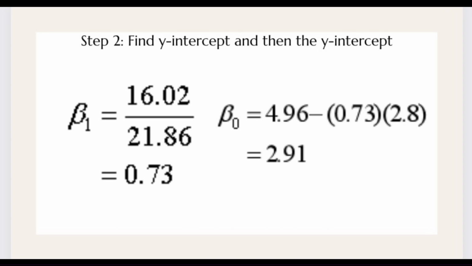So step 2 is the step where we need to find the y-intercept and then the slope. With the formula that I have already explained, put inside the values that we have gained from step 1, which is 16.02 divided by 21.86. We will get a number of 0.73. That is the value of beta 1, and putting it inside the formula of beta 0, we gain a value equal to 2.91.